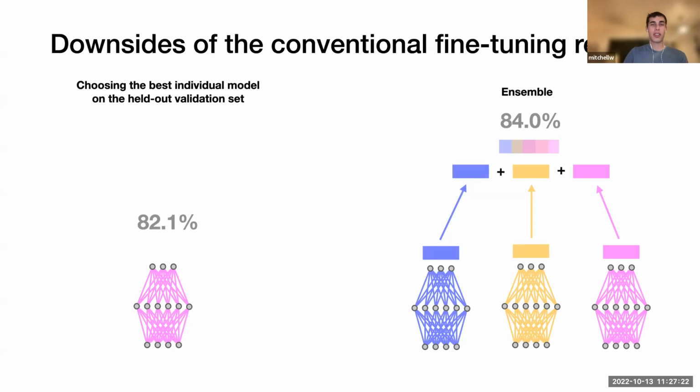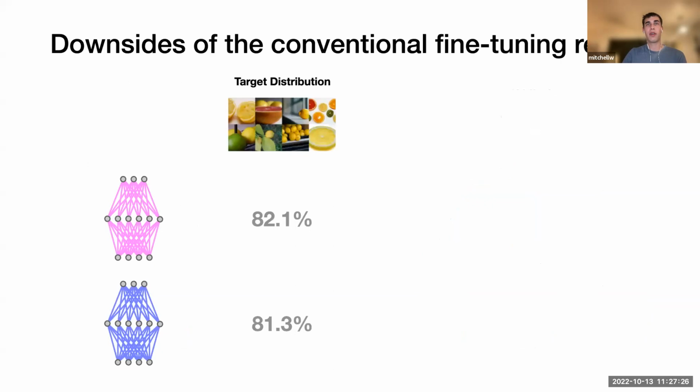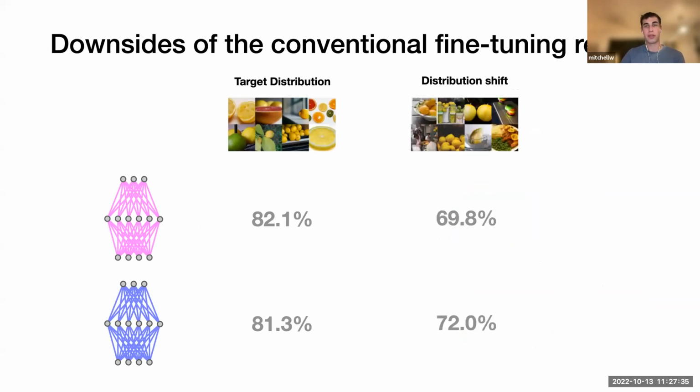Moreover, when we took this best model on the held out validation set and discarded the remainder, we might also be leaving performance under distribution shift on the table, because the best model on the target distribution may not actually be the best model under a distribution shift.